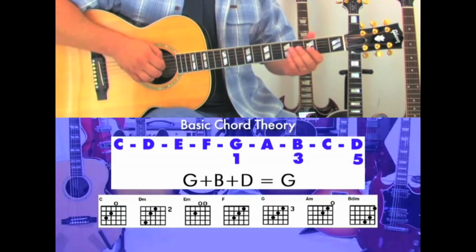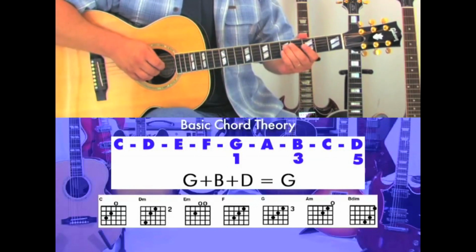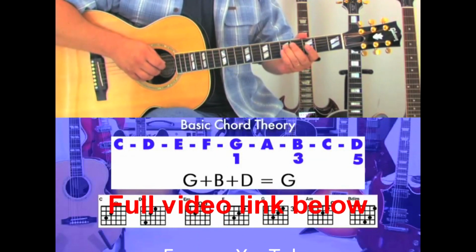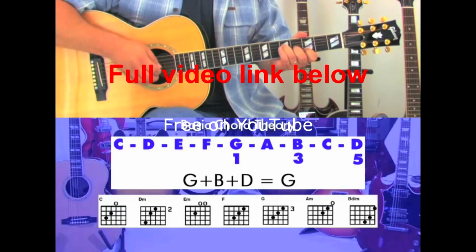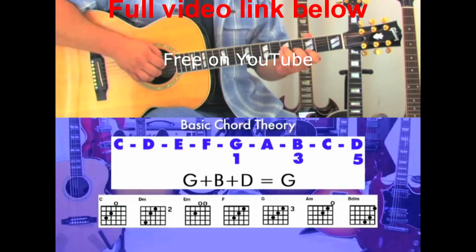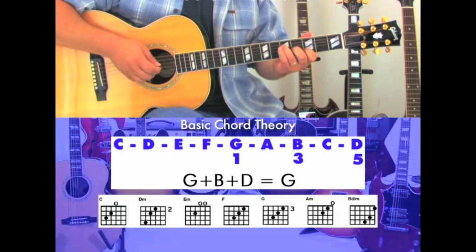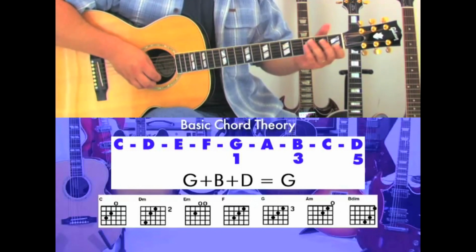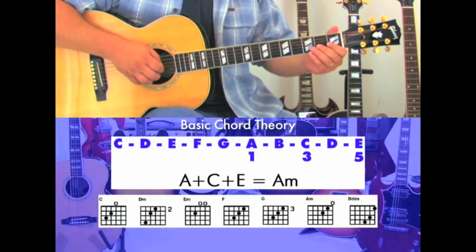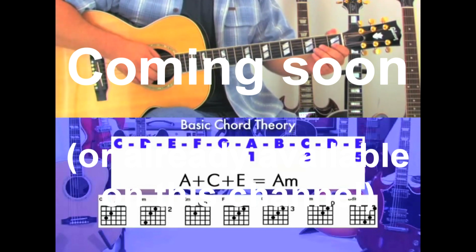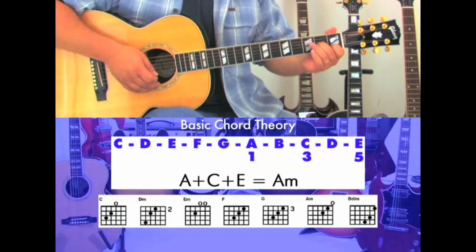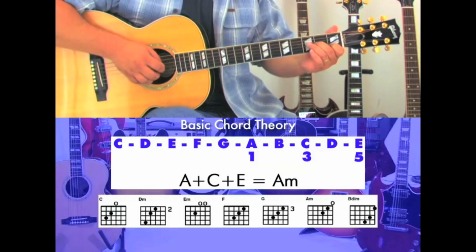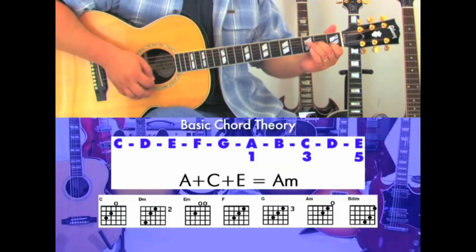The fifth note in the key of C is G. And when we apply notes 1, 3, and 5, or G, B, and D, we have G major, because B is a major third above G. A is the sixth note in the key of C. The 1-3-5 formula gives us A, C, and E. C is a minor third above A, so the sixth chord in the key of C is A minor.